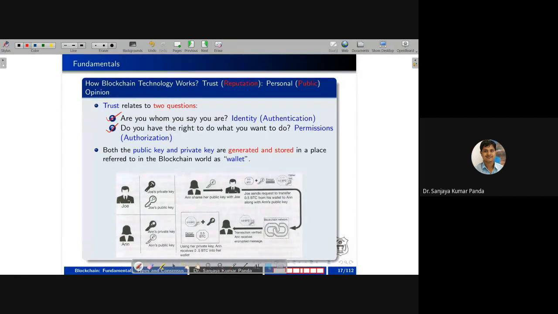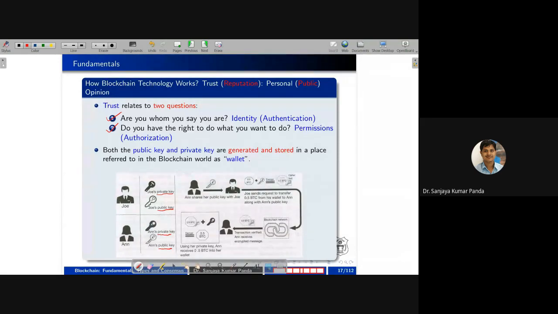So in this blockchain network, as I said, public and private keys are generated and stored in a place which we refer to as a wallet. Like you can see here, Joy has a private key as well as a public key. N is also another user, so N also has one private key and one public key.